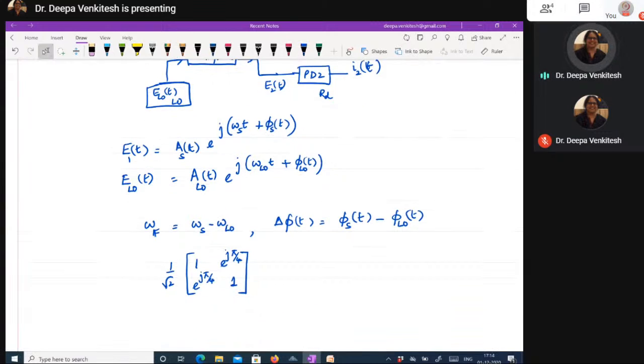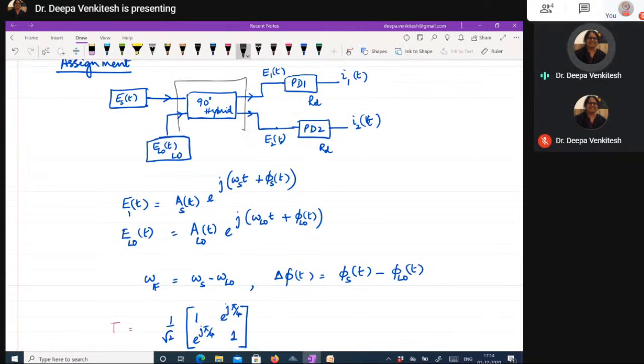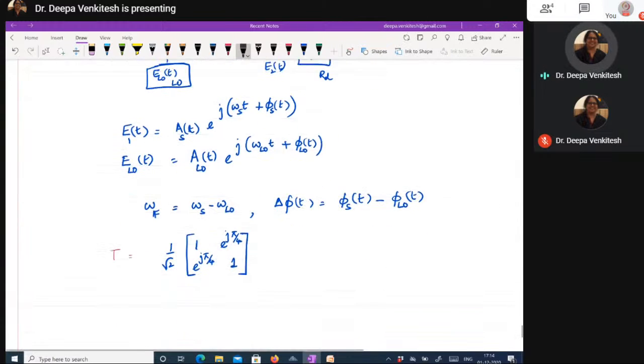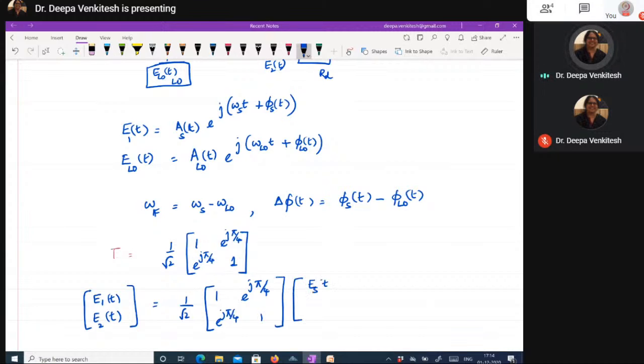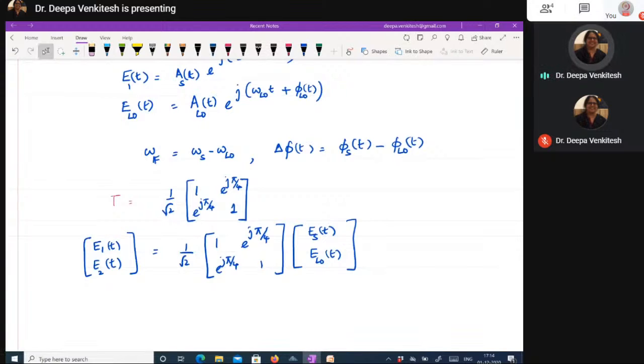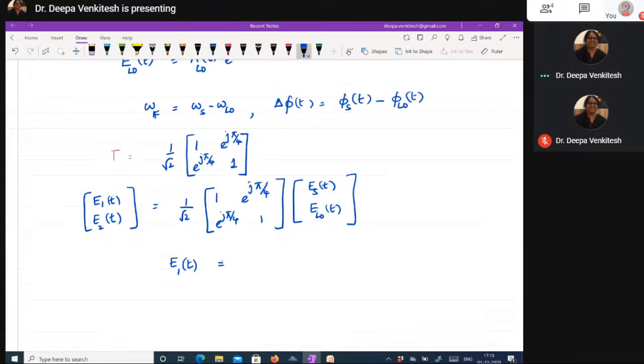So it's very simple. It's a question of doing the right algebra. Since the transfer function is given to you as this matrix, you can just find out what is E1(t) and E2(t). The output vector is 1 by root 2 times the transfer function matrix [1, e^(j pi/4); e^(j pi/4), 1]. Now, input is E_s(t) in one arm and E_LO(t) in the other arm. You have to notice that this transfer function is written for field, whereas what we are asked to find is the photocurrent. So from this, you can write down the expression for E1(t), and you can find out the expression for E2(t), and this is just expansion of this matrix.